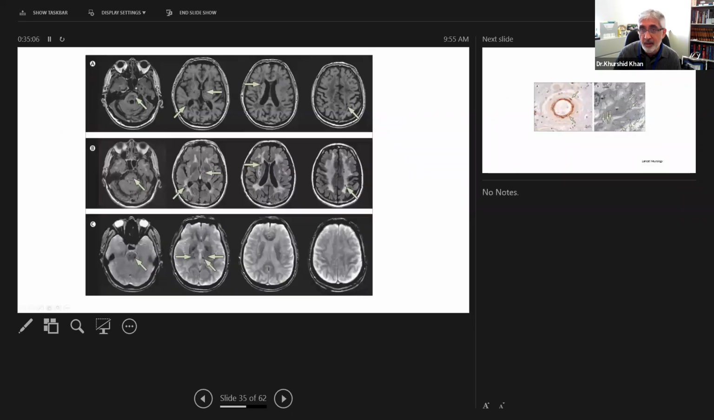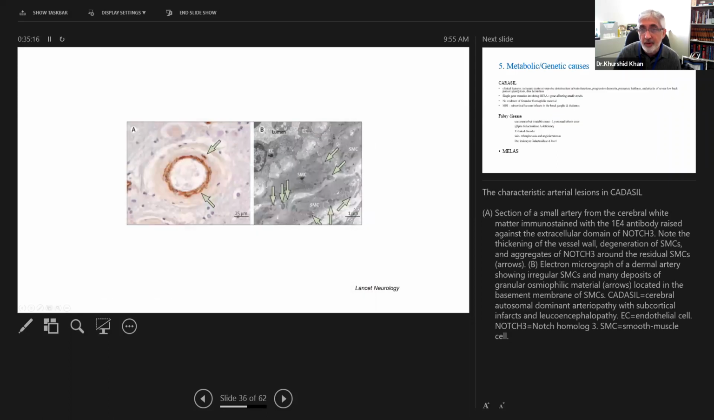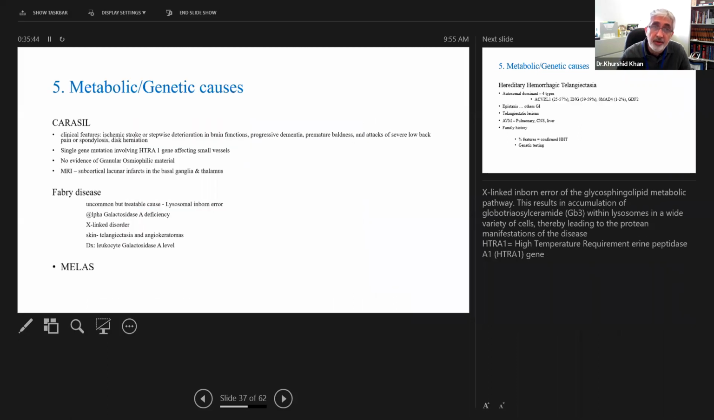typical findings. So this is the MRI. You can see multiple subcortical infarcts, white matter changes, and then temporal lobes are classically involved in CADASIL. And here there is granular osmiophilic deposition. There is thickening of the smooth muscle wall, which goes on to completely obliterate the lumen. And here in electron microscopy, you see these osmiophilic granular material depositions, which are rather pathognomonic for CADASIL. And then obviously there is genetic testing available as well for NOTCH3 mutation to be noted.